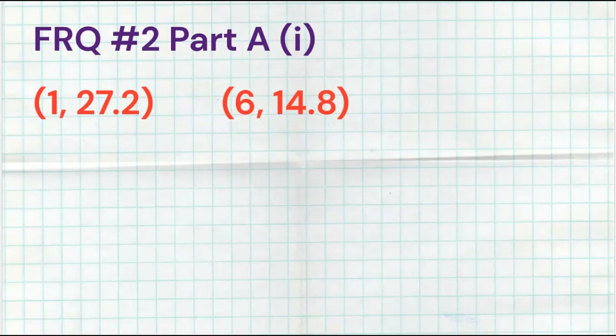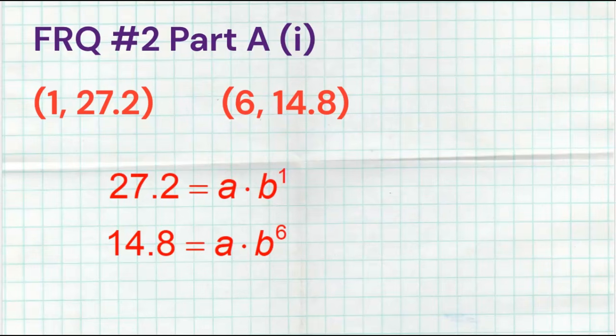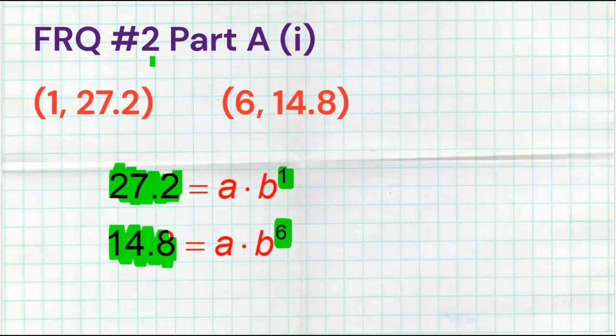All right, all we have to do is plug in those values into our exponential formula. So we're going to take the 1, plug it in for the time, and get the output of $27.2 thousand. Then we're going to do the exact same thing with the 6 and the output of 14.8. That's it. That's all you have to do for part 1 of part A. Don't do anything more or anything less.